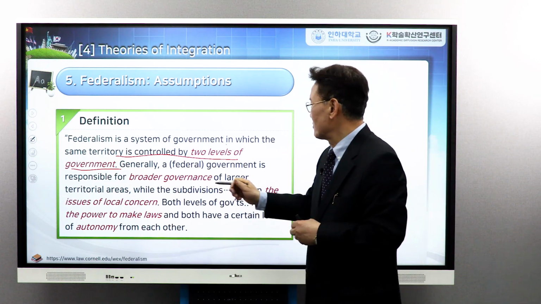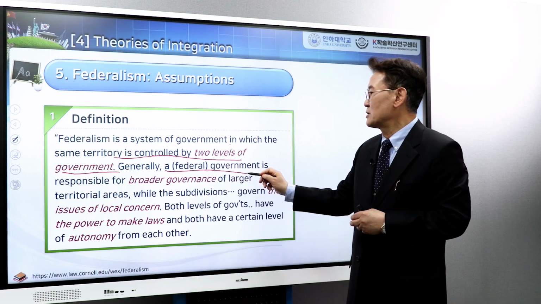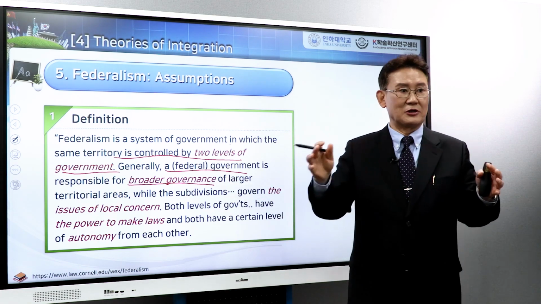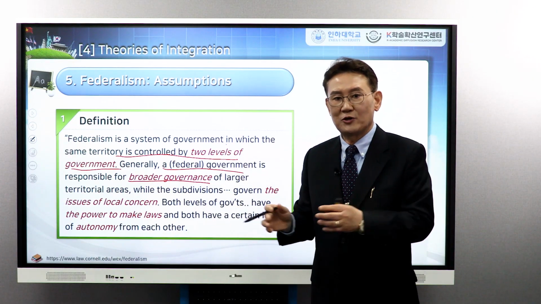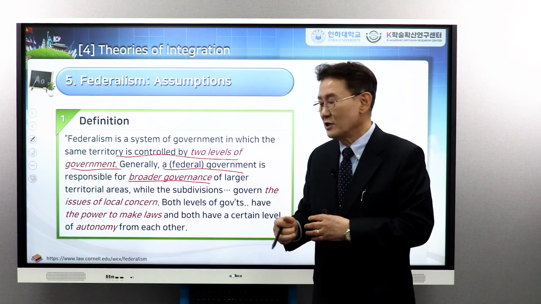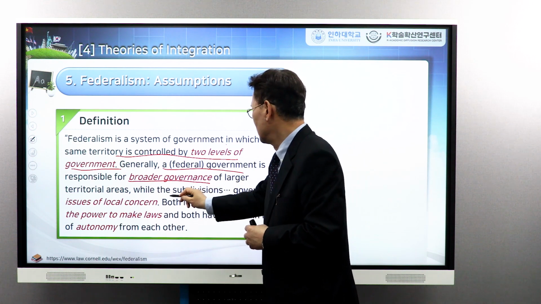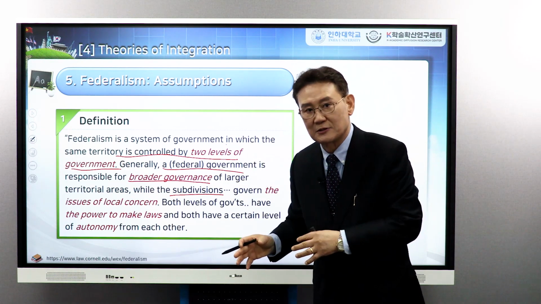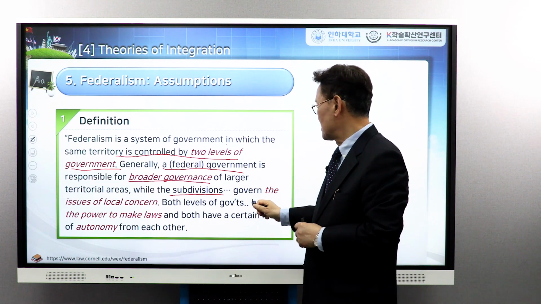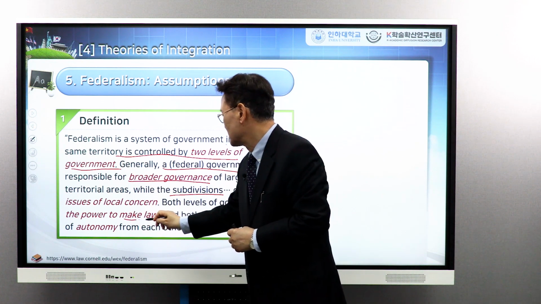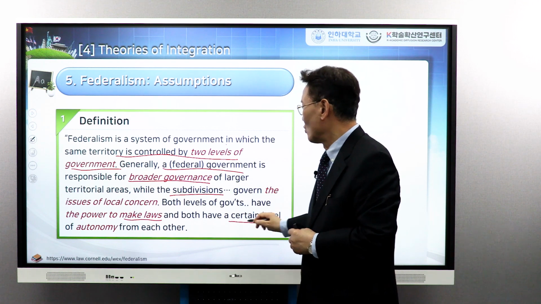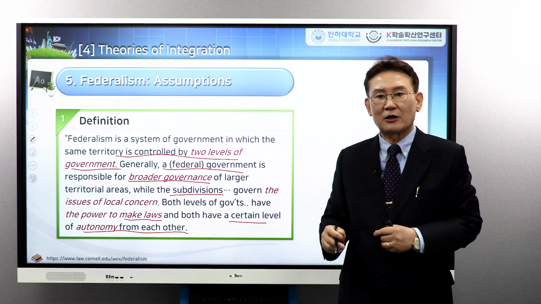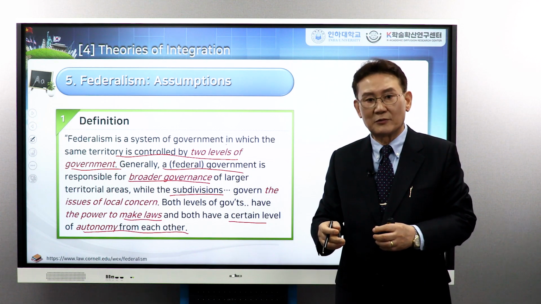Generally, a federal government is responsible for broader governance of larger territorial areas, while the subdivisions, in other words, local governments, govern the issues of local concern. So there's a federal government, the central government, and also the local governments. Both levels of government have the power to make laws, and both have a certain level of autonomy from each other. I'm not sure how familiar you are with the American system.